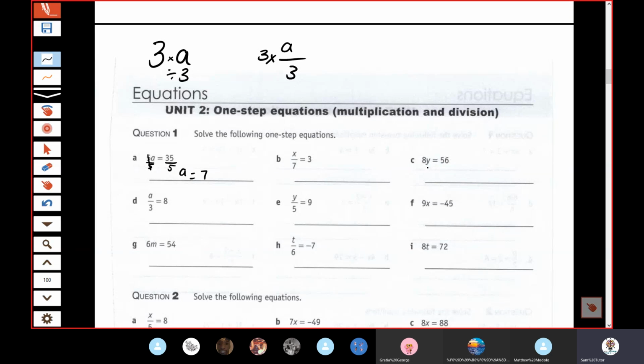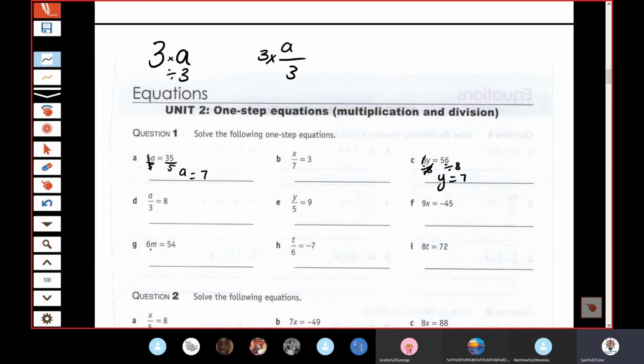Okay. Let's do C. Again, it's multiplied, so we divide by 8, and the whole point is you're cancelling out. So you're trying to get rid of it, because remember, our aim is just to find the letter. But then you're not allowed to just divide by 8 on one side. You have to balance the scale. So you do it to the other side. 56 divided by 8, 7. Make sense? Yeah.